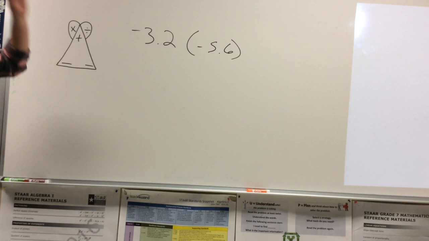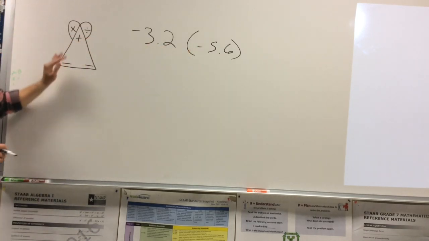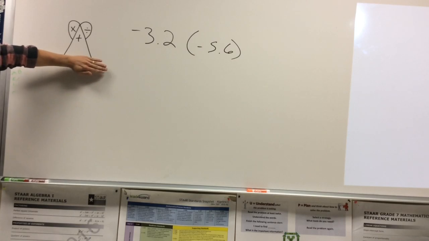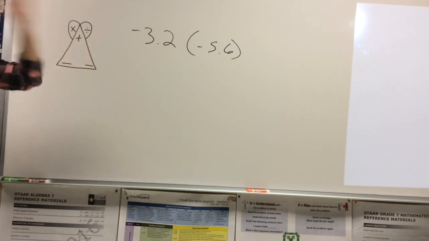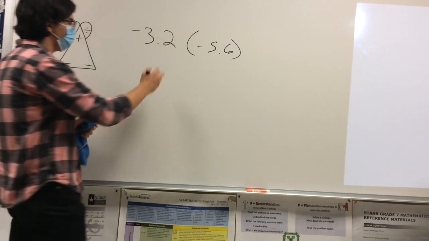Okay, before I ever start solving this problem, I have a negative times a negative. A negative times a negative gives me what type of answer? So when you finish this problem, you have a positive answer. If you have a negative answer, it's going to be wrong.